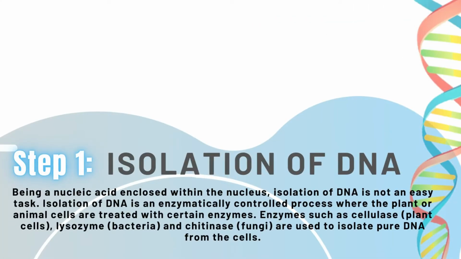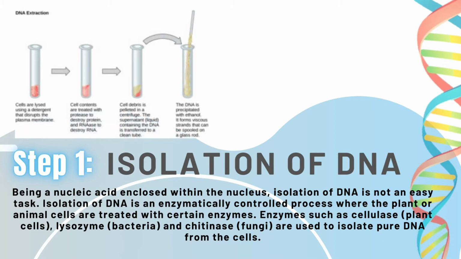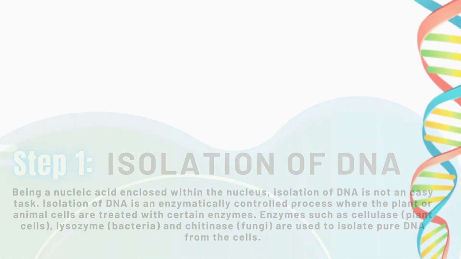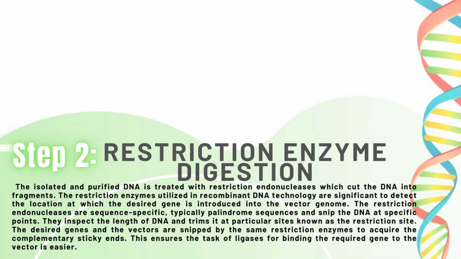Being a nucleic acid enclosed within the nucleus, isolation of DNA is not an easy task. Isolation of DNA is an enzymatically controlled process where the plant or animal cells are treated with certain enzymes. Enzymes such as cellulase for plant cells, lysozyme for bacteria, and chitinase for fungi are used to isolate pure DNA from the cells. Next is restriction enzyme digestion.